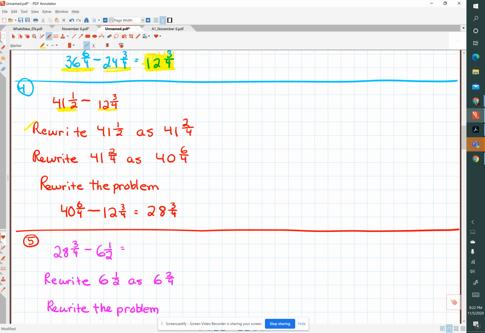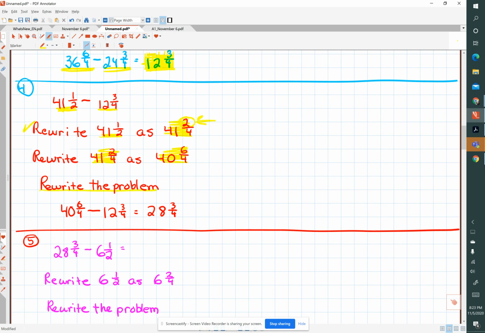So we will rewrite 41 and 1/2 as 41 and 2/4. But we need a larger numerator to work with. So we will write 41 and 2/4 as 40 and 6/4 by borrowing 4 over 4 from 41 and adding it to 2/4. 2/4 plus 4/4 makes 6/4.